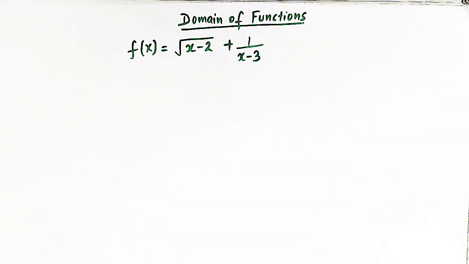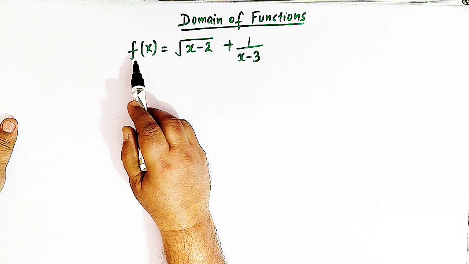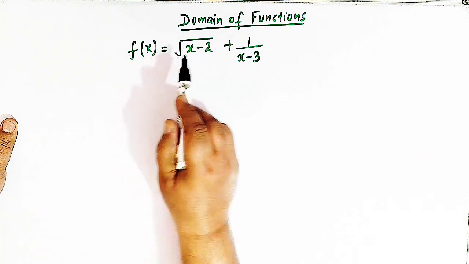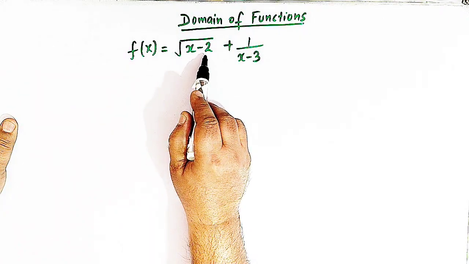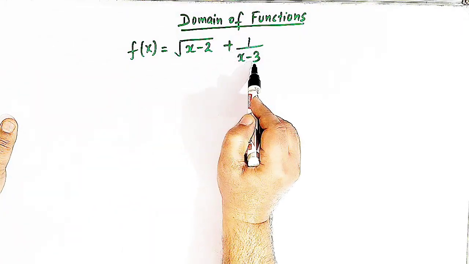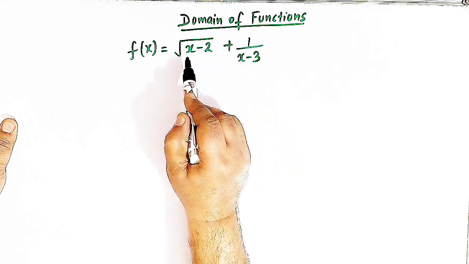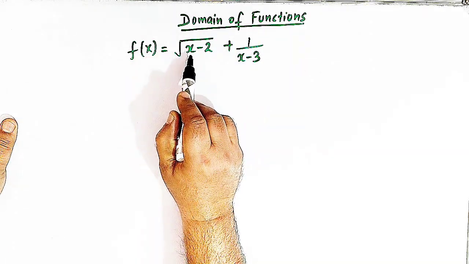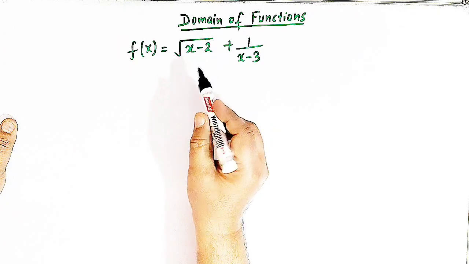Hello viewers, in today's session we are going to discuss another important problem from domain of functions. Here we have to find out the domain of this function f of x, which is equal to square root of x minus 2 plus 1 over x minus 3. Right? So here f of x is given as a sum of two functions.